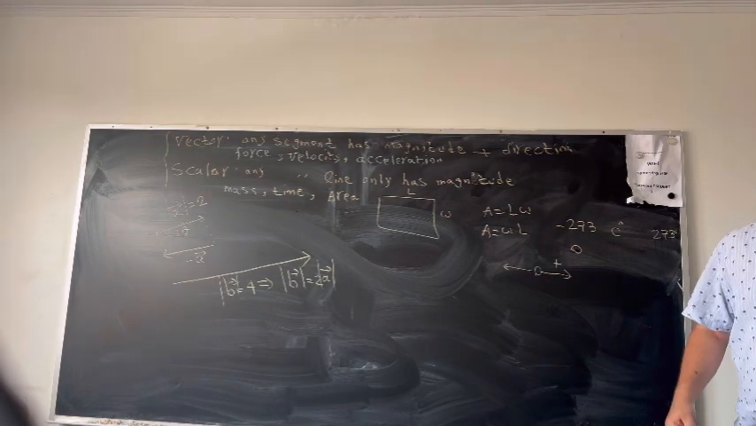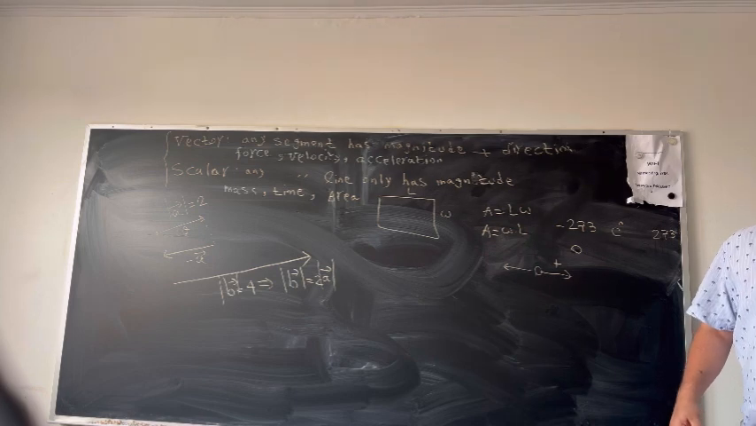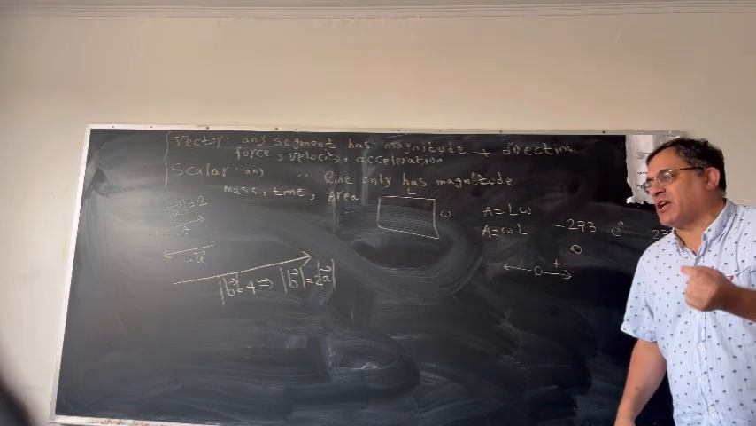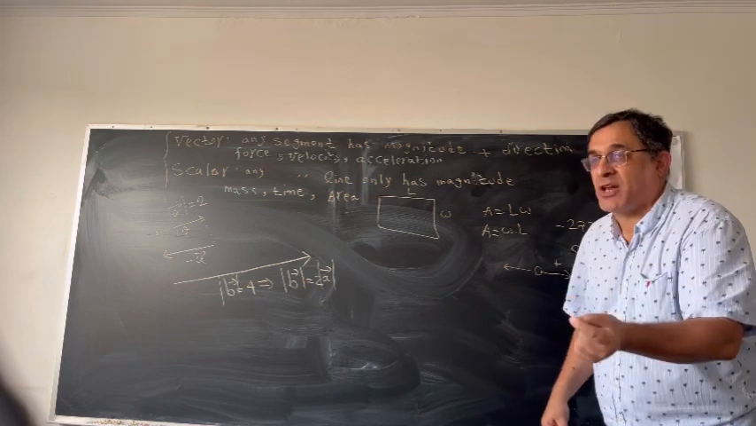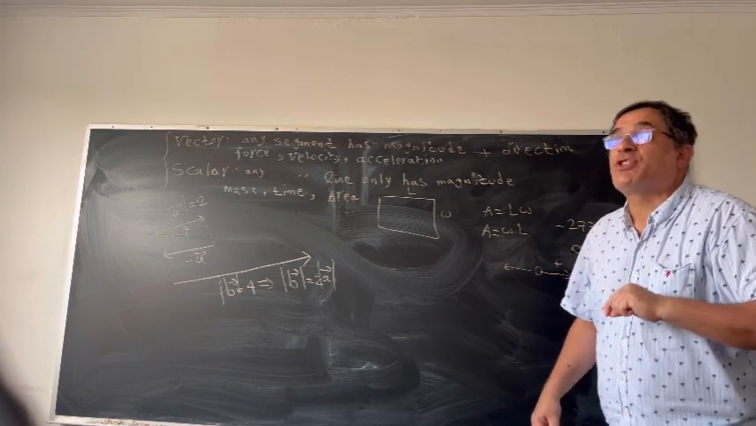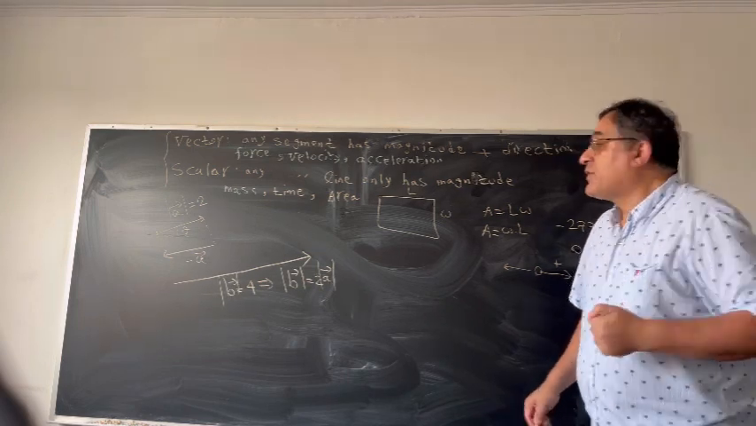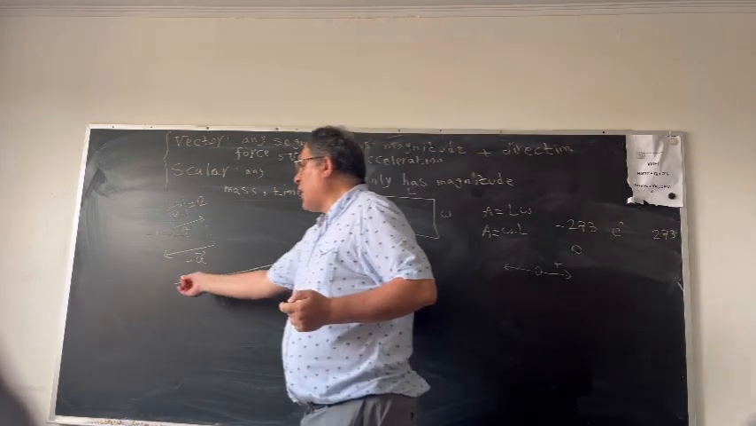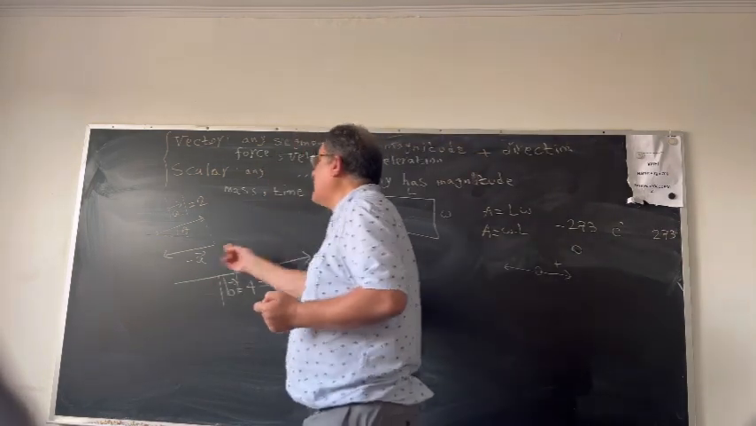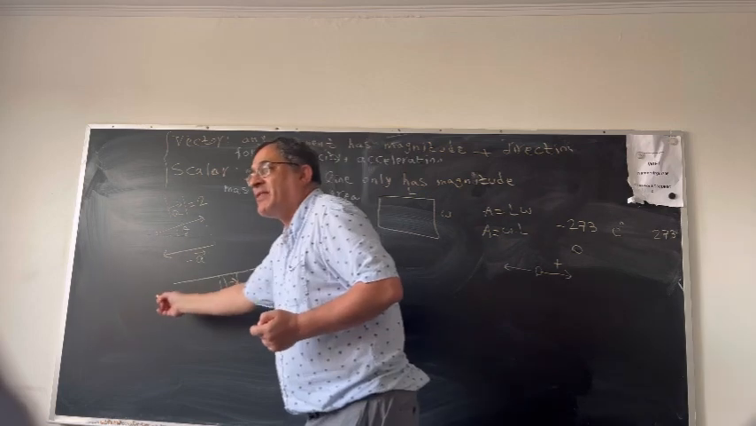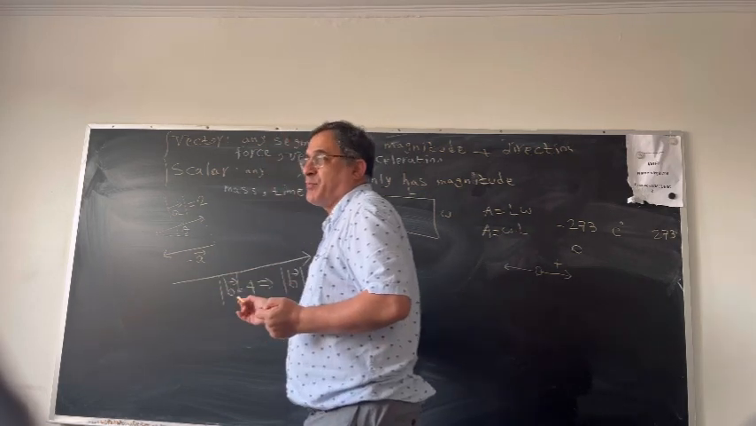So a vector is any line segment that has a magnitude and direction. This is the initial point, and this is the final point. Tail and tip.